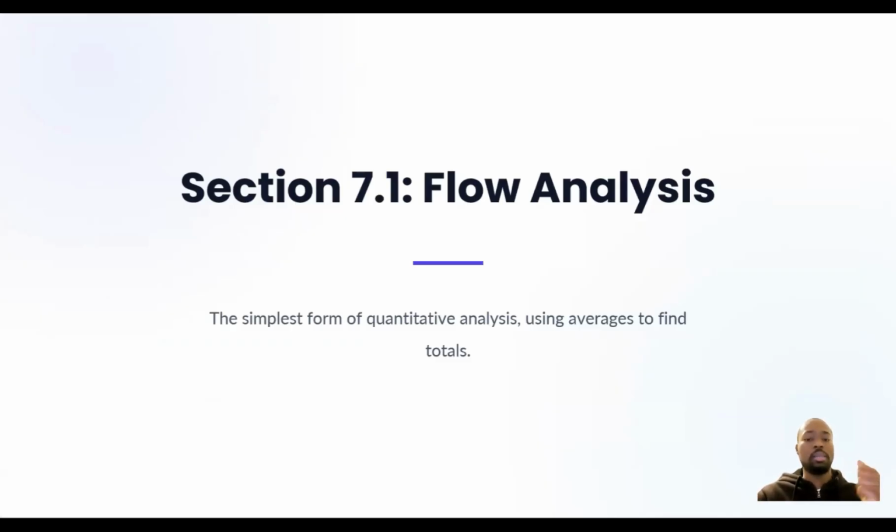Flow analysis is the simplest form of quantitative process analysis. It's based on breaking a process into individual tasks, assigning average times or costs to those tasks, and then combining them to find totals. The main goal is to calculate the cycle time, which is how long a process takes from start to finish, also the cost per case, and to identify critical paths or potential bottlenecks.